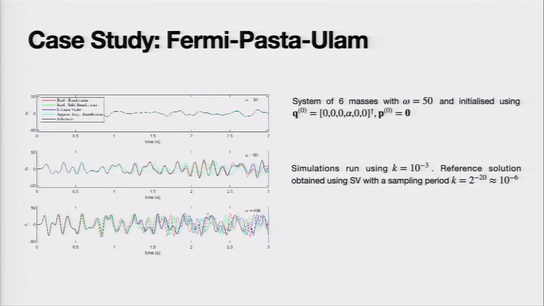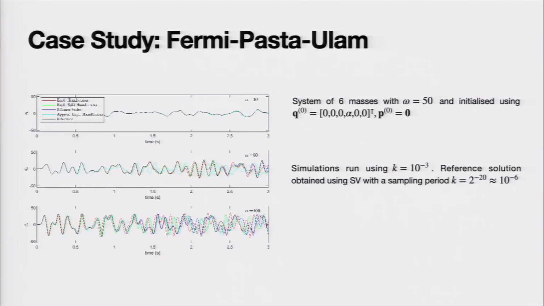But essentially, here I am simulating 6 particles, and I am initializing the fourth particle using this value alpha. And the initial velocities are all 0. I'm simulating all these systems using a large time step, because it's only 10 to the minus 3. And then computing the solutions against the reference solution, which was obtained using Störmer-Verlet with a time step of 10 to the minus 6.